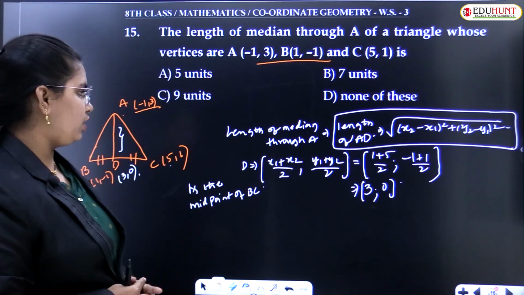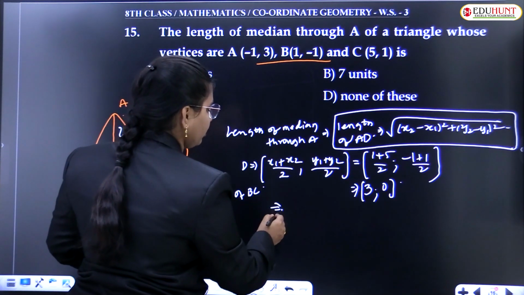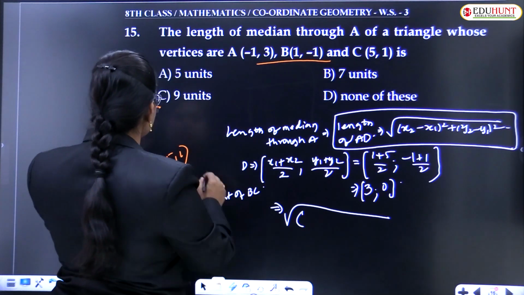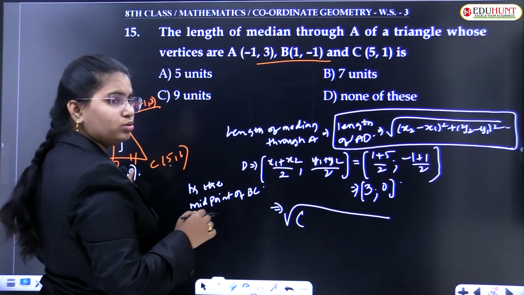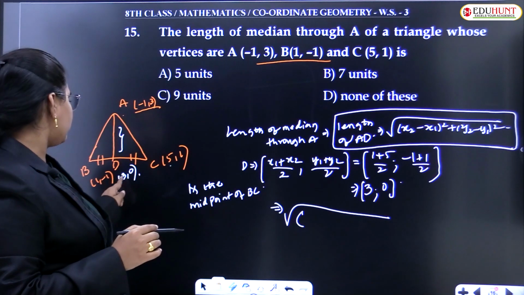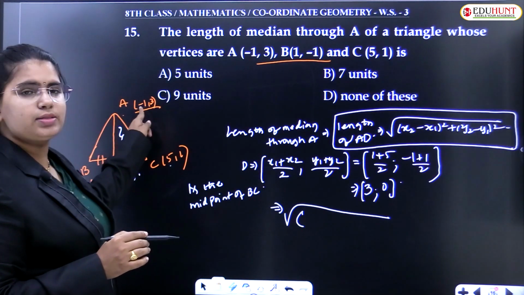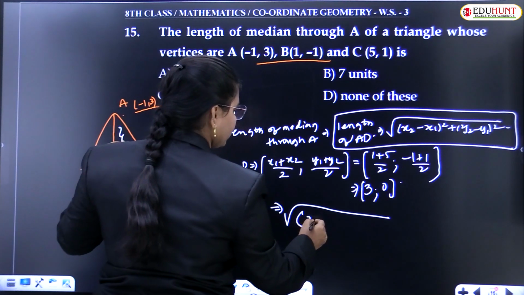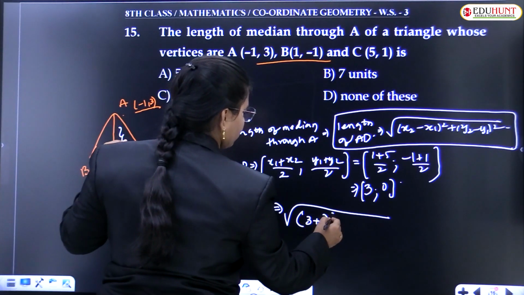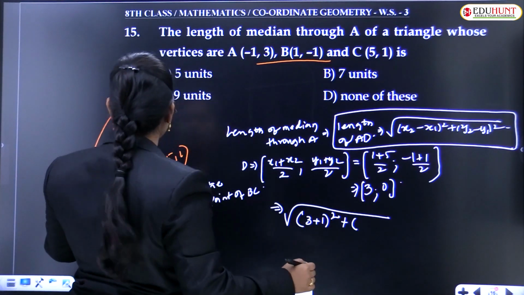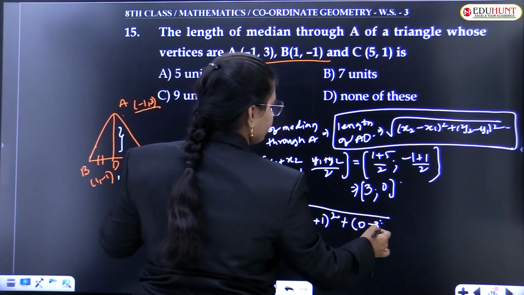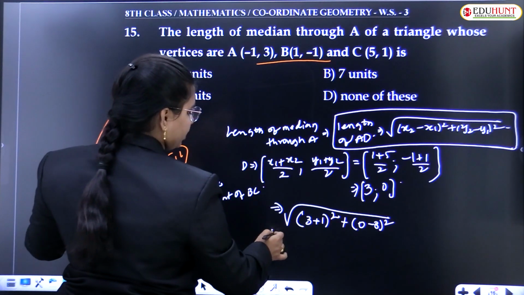Chalo. So how are we going to find it? Under root, what is x1, y1? Minus 1 and 3. What is x2, y2? 3, 0. So x2 minus x1, 3 minus of minus 1, 3 plus 1 whole square, plus what is y2 minus y1? 0 minus 3 whole square.